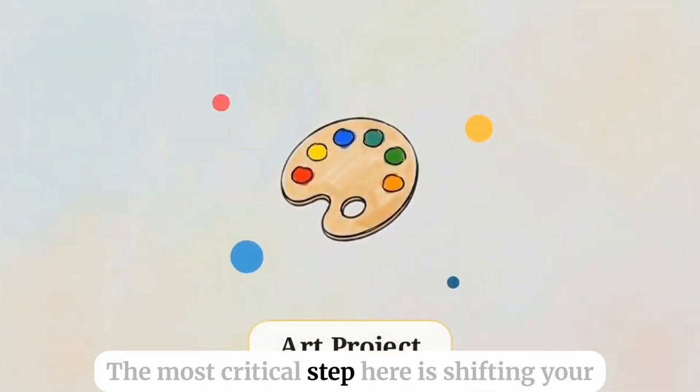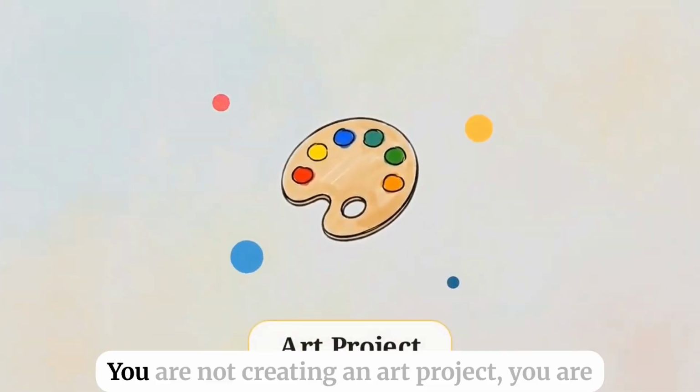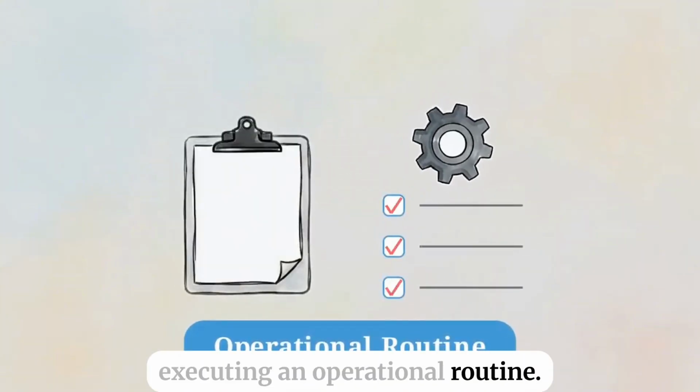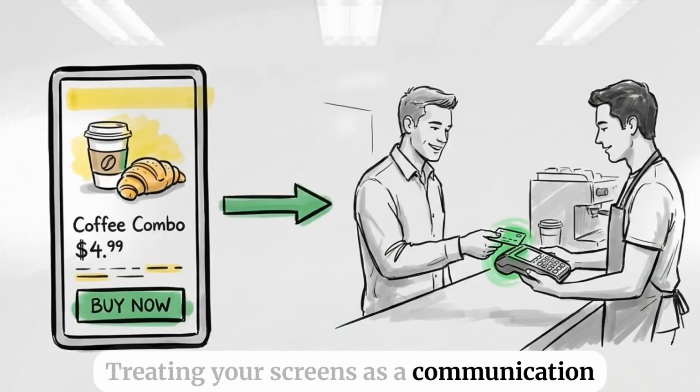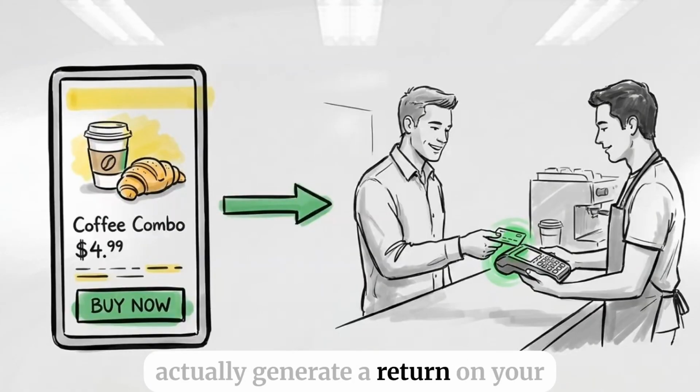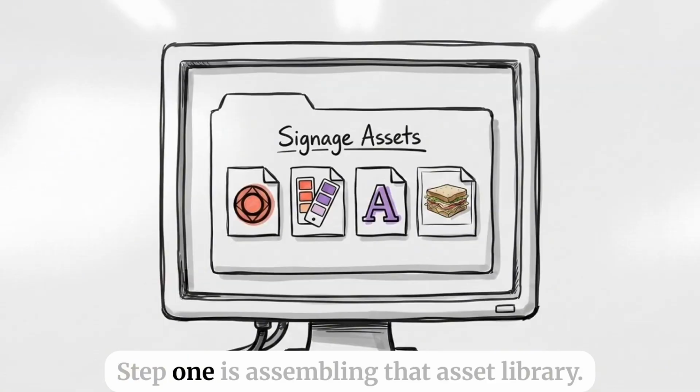The most critical step here is shifting your mindset. You are not creating an art project, you are executing an operational routine. Treating your screens as a communication tool rather than a canvas is how you actually generate a return on your investment. Step 1 is assembling that asset library.